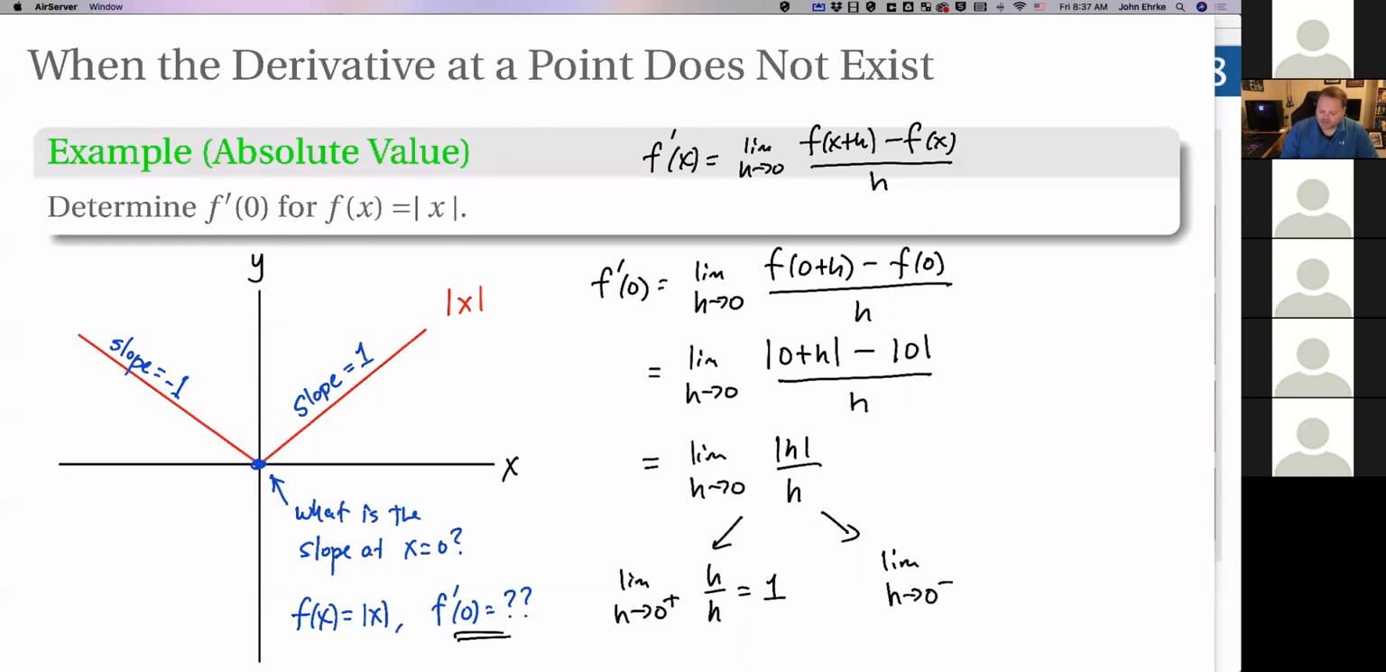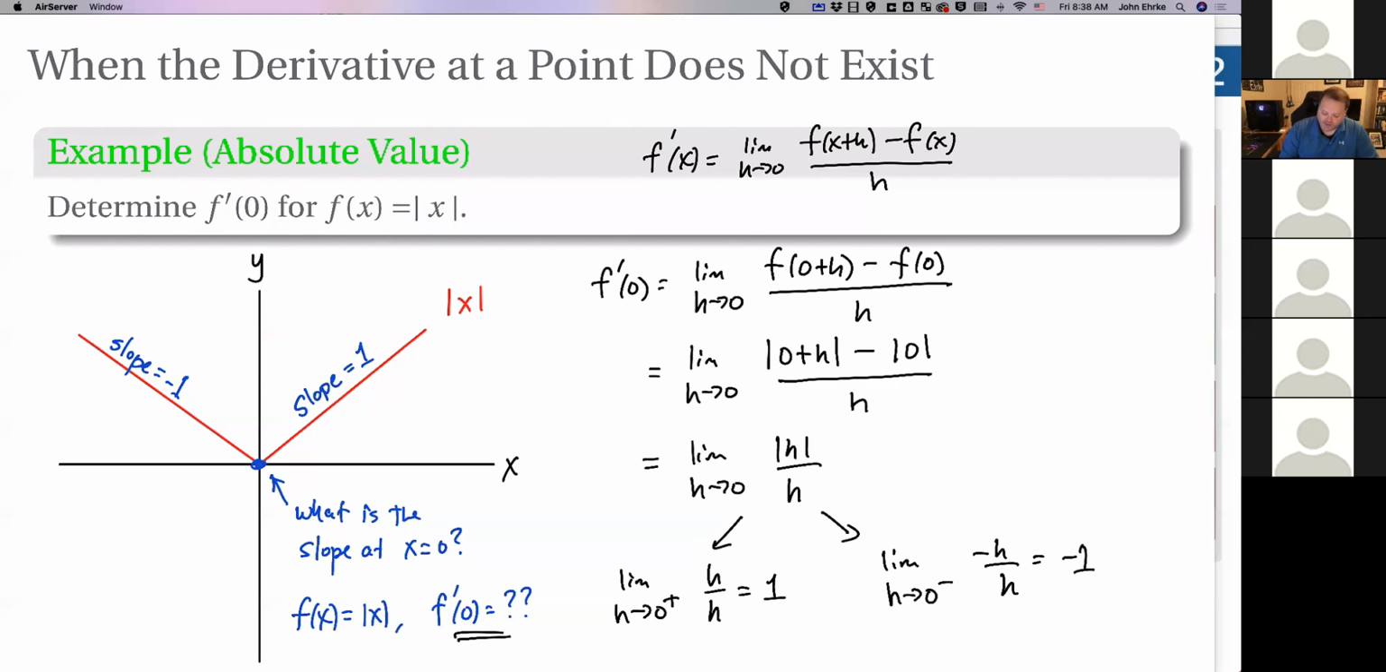If I'm approaching from the left, then the values of h in the top are negative. So I need a negative h for the absolute value there. And you get negative h divided by h is negative 1. It basically tells me what the picture tells me, right? If you're approaching 0 from the right, your slope is 1. If you're approaching 0 from the left, your slope is negative 1.